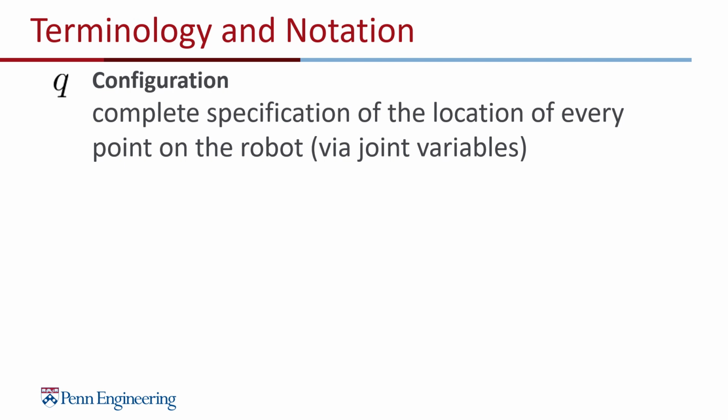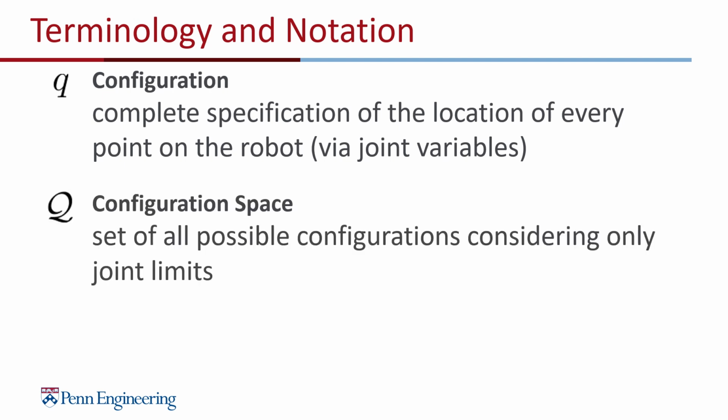In previous lessons, we discussed the forward kinematics of a robot. This allows you to determine the position and orientation of the end effector in the workspace given the joint variables. Since we assume a manipulator robot is composed of rigid links, the joint variables completely specify the location of every point of the robot and give us the configuration of the robot. The set of all possible configurations is called the configuration space. Our planning problem will be defined in the configuration space.